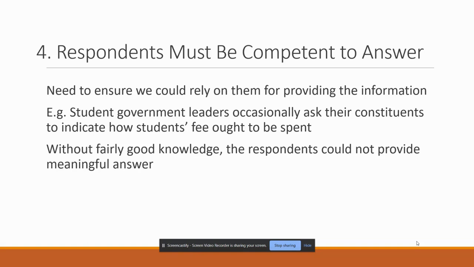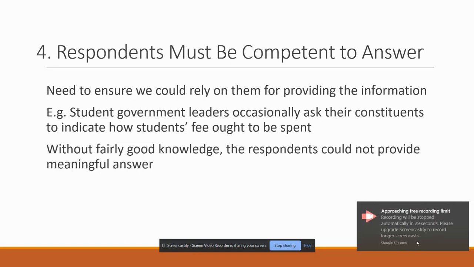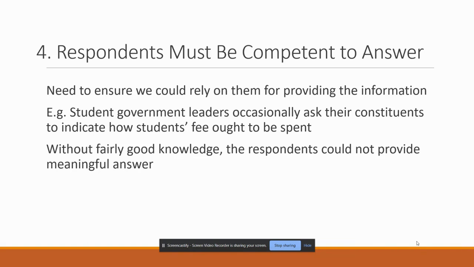there's a statement: student government leaders occasionally ask their constituents to indicate how student fees ought to be spent. This type of question requires particular or good enough knowledge to answer. So when we roll out this question to any participant or respondent, we need to ensure that they are competent and knowledgeable enough to answer it, because without fairly good knowledge, the respondent could not provide a meaningful answer to this type of question. And our survey result will not be as fruitful as we want.